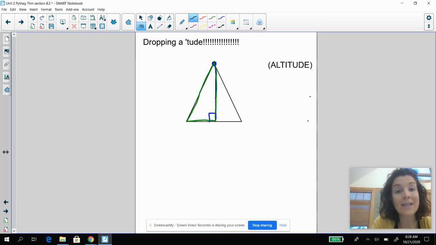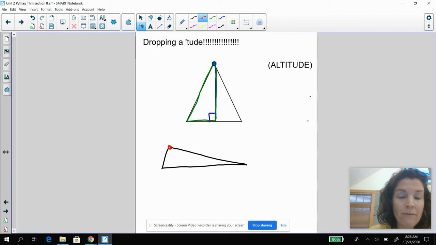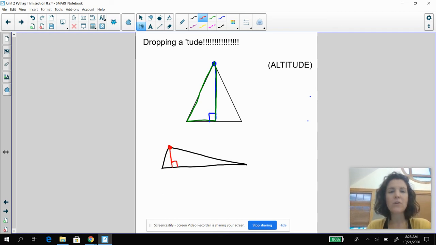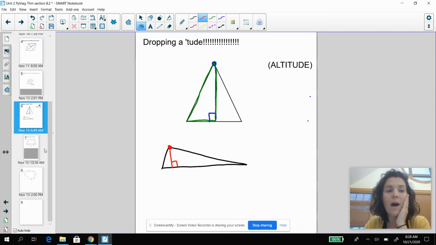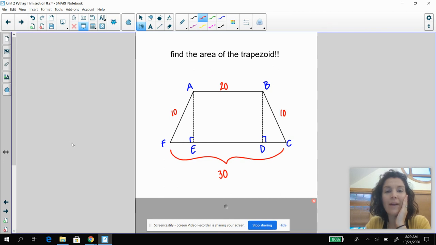And now altitudes can exist in any triangle. They don't have to look like that. This triangle, if I want to find my altitude, boom, there it is. So special things happen with altitudes in isosceles triangles and equilateral triangles, but we will talk about that later. All right, so moving on. Look, we've got a couple altitudes in this trapezoid. I want you to pause the video and try and find the area of the trapezoid.